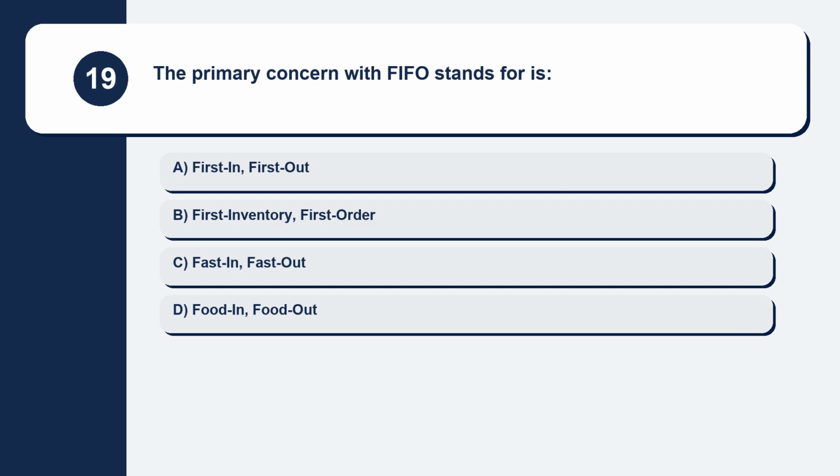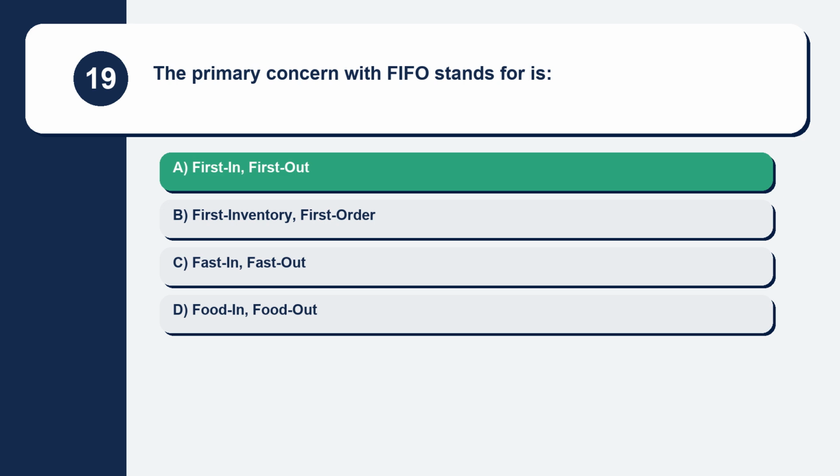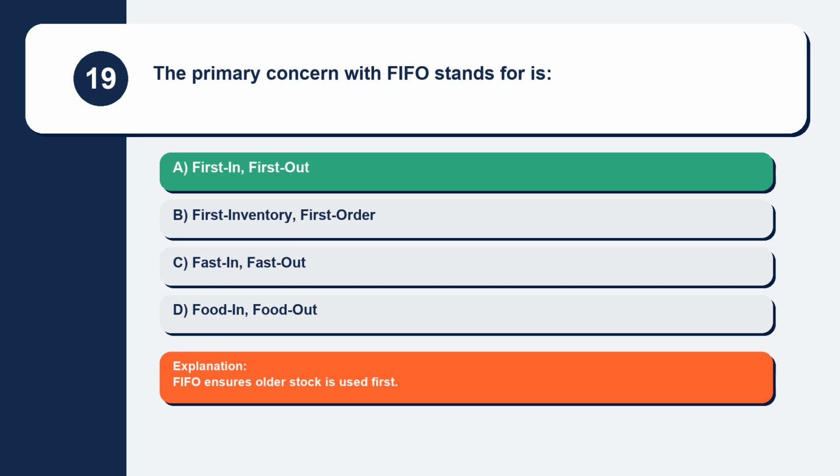Question 19. What does FIFO stand for? First in, first out; first inventory, first order; fast in, fast out; food in, food out. FIFO ensures older stock is used first.